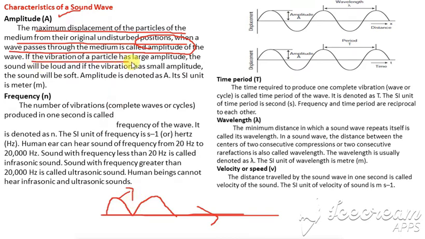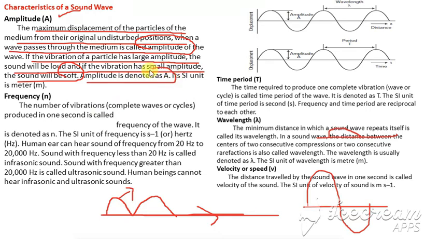Okay, if the vibration has large amplitude, the sound will be loud. If the vibration has small amplitude, the sound will be soft. This amplitude is denoted by the letter A, and the SI unit of amplitude is meter. It is measured in meters, since it is a maximum distance.